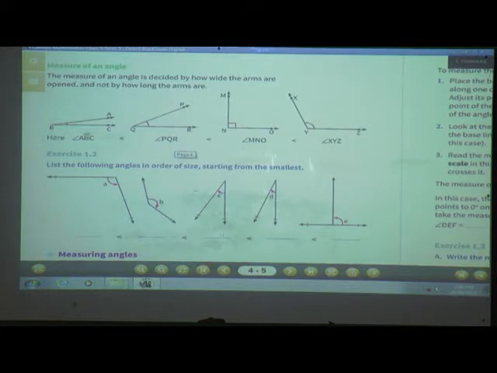See students, here they have arranged the angles by their sizes, not by how long, but how wide the arms are. See, this angle ABC is very small. Then the angle PQR is bigger than angle ABC. But angle MNO is bigger than angle ABC and angle PQR, and the last one, angle XYZ, is the biggest angle. So students, with the help of this we have to solve exercise number 1.2.